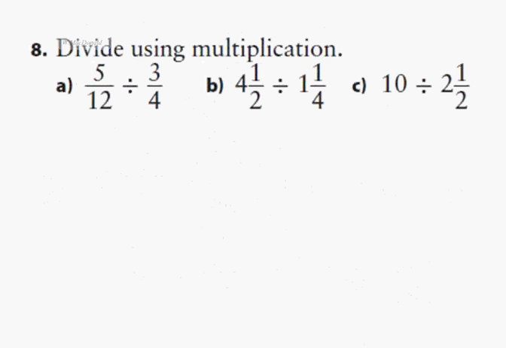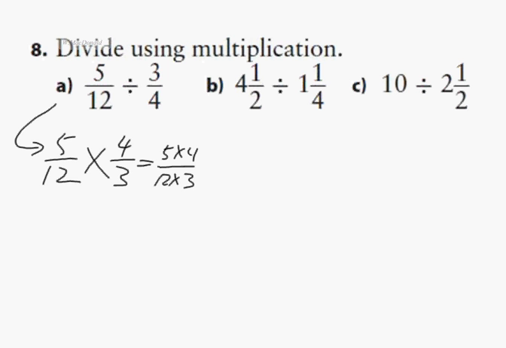Question number 8 says divide using multiplication. So this is the regular algorithm you're going to use to get the answers every time. So for 5/12 divided by 3/4, we know that if we change the division symbol to multiplication and use the reciprocal of the second fraction, from our experiences in sections 6.1 and 6.2 with division by whole numbers and multiplication by fractions, we know that they're the same thing. So when we multiply our numerators out and we multiply our denominators out after using the reciprocal, I get 20 over 36, which can reduce down to 10 over 18, which can reduce down to 5 over 9, which is your answer.